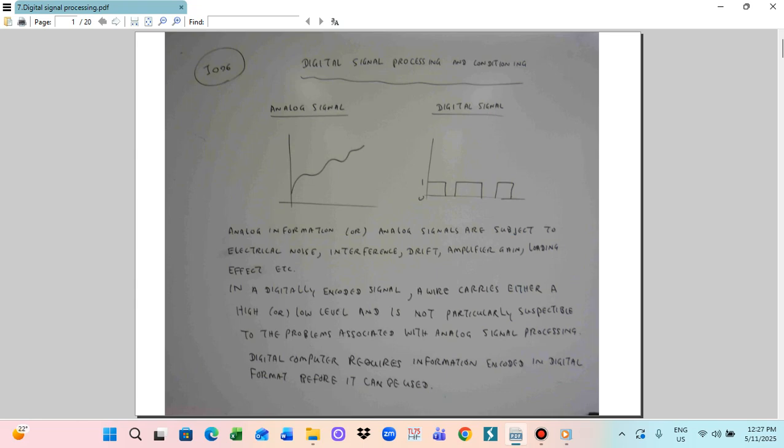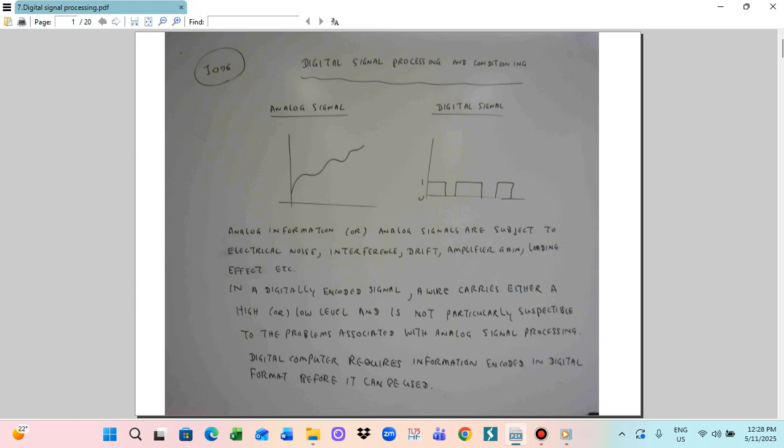So analog information or analog signals are subject to electrical noise, interference, drift, amplifier gain, and loading effects. In a digitally encoded signal, a wire carries either a high or a low level and is not particularly susceptible to the problems associated with analog signal processing. The digital computer requires the information encoded in the digital format before it can be used. So this is why we use the digital signal system.